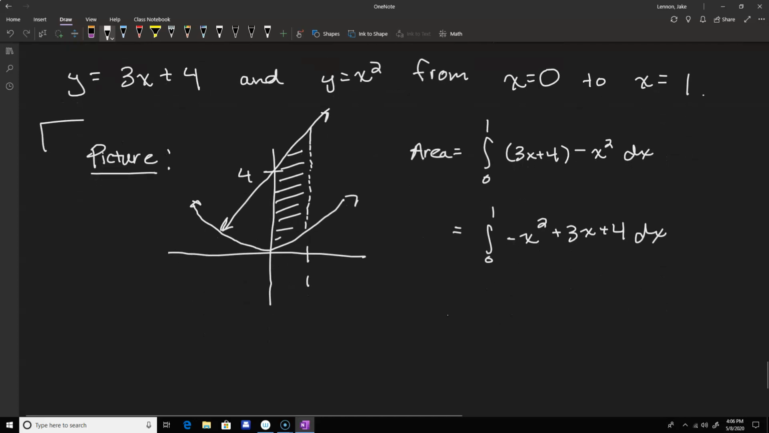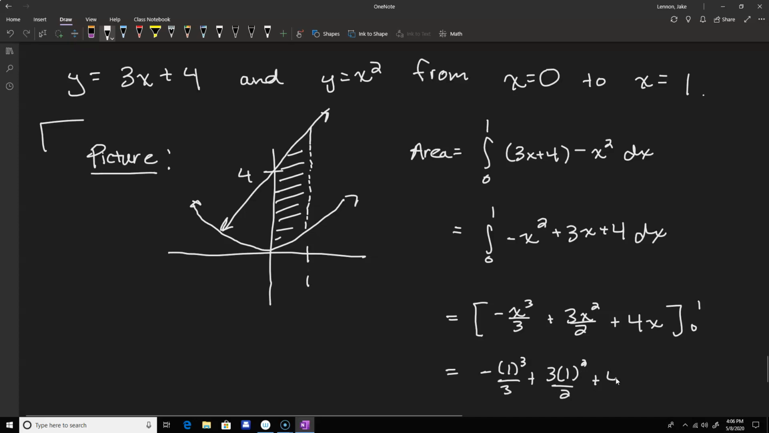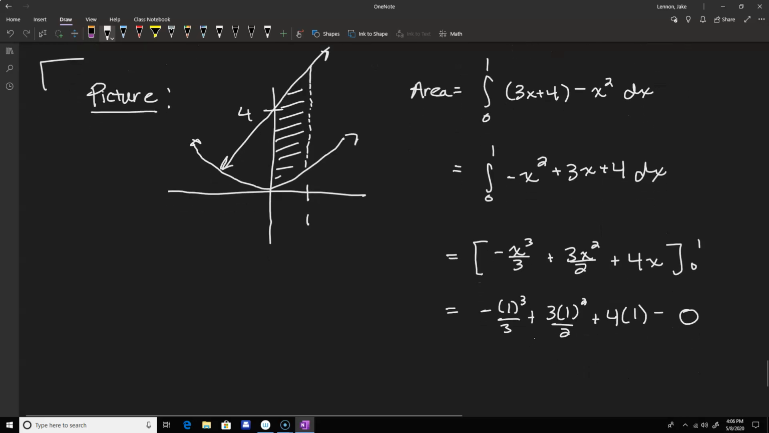So we find our antiderivative, which is going to be minus x cubed over 3 plus 3x squared over 2 plus 4x. And we're going from 0 to 1. So if you plug in 1, we get minus 1 cubed over 3 plus 3 times 1 squared over 2 plus 4 times 1. And then when you plug 0 in, plugging 0 in for x, when you have a polynomial like that, just creates 0. So we're really just subtracting 0. So that second part makes the computation relatively simple.